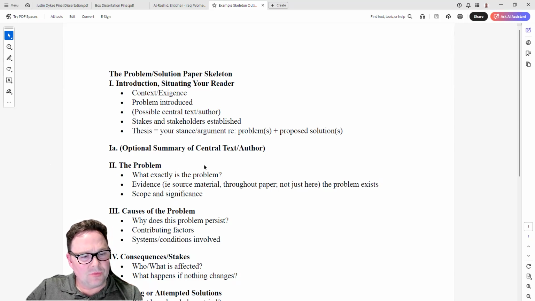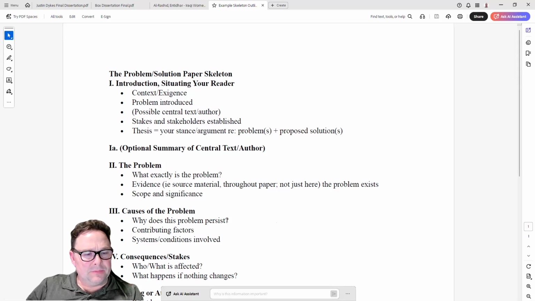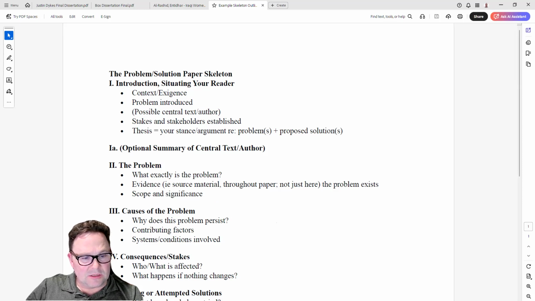Since we have so many, like I've been saying, moving parts in our problem solution paper compared to the work that we've done so far. And what I mean by that are just the number of claims that we're going to have, the number of sources we're probably going to be working with. Sometimes it can be helpful to make an outline to help organize our thoughts.